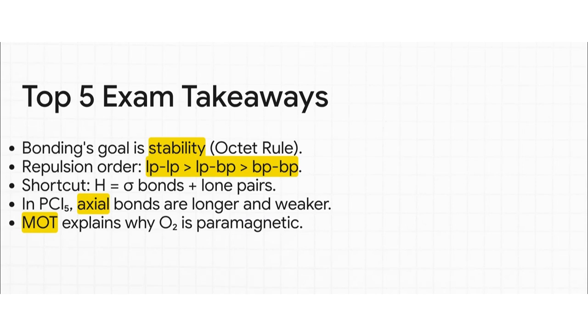And here they are, the top 5 takeaways from this chapter that you absolutely must remember for your exam. 1. Bonding happens for stability. 2. Lone pairs repel more than bond pairs. 3. The shortcut for finding hybridization. 4. The non-equivalent bonds in PCl5. And 5. MOT is the reason we know why O2 is paramagnetic. Don't forget to revise these points one last time.